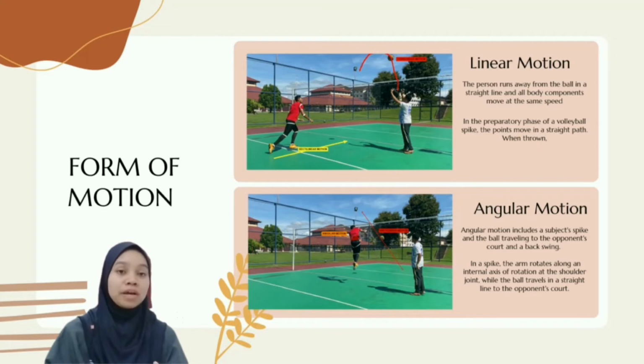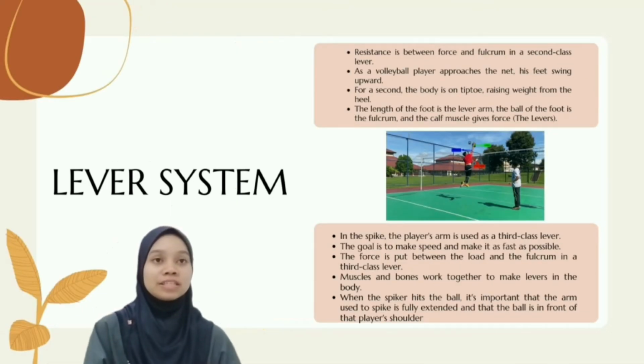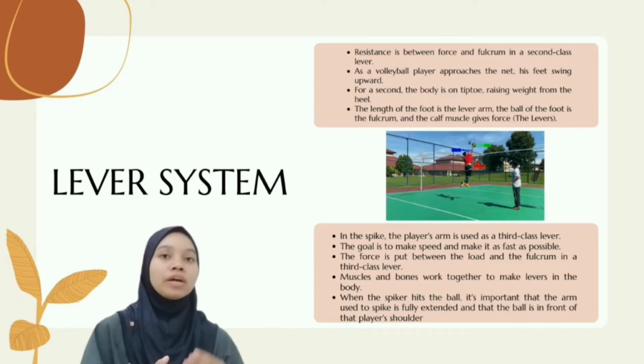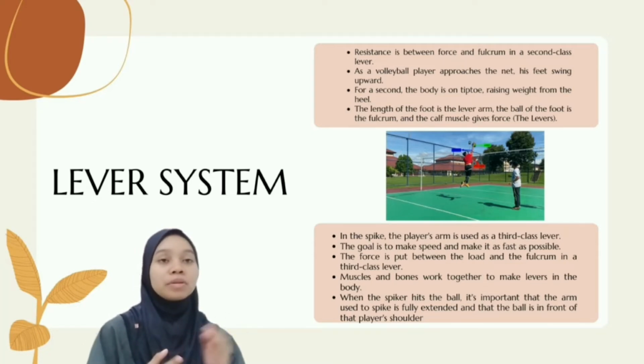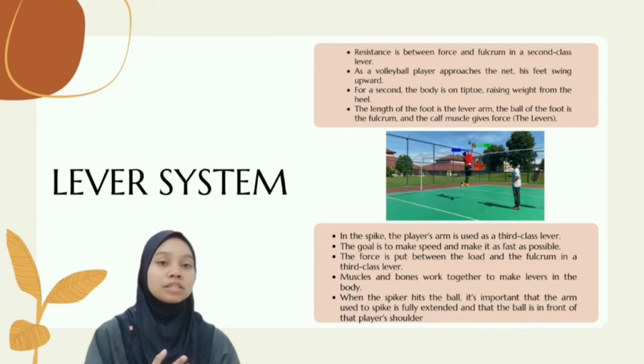And in a spike, the arm rotates along an internal axis of rotation at the shoulder joint, while the ball travels in a straight line to the opponent court. Lever system. In volleyball, we have two types of lever system, the second class lever system and the third class lever system, but mostly in a spike we use the third class lever system.